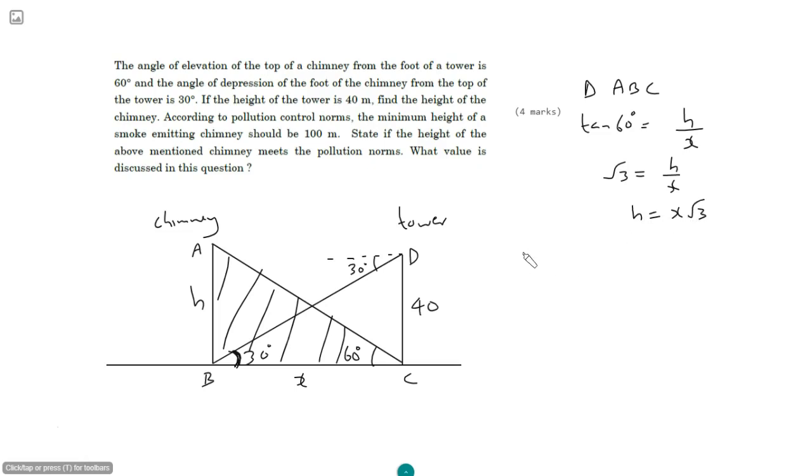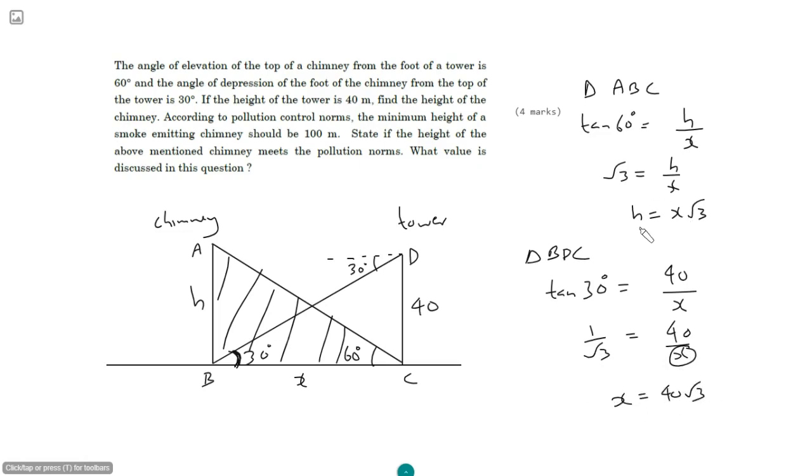Now let's look at the other triangle, triangle BDC. So in triangle BDC, you can say tan 30 degrees is equal to DC by BC, right? So tan 30 is 40 by x. Tan 30 is 1 by root 3. So 1 by root 3 is 40 by x. What do we need to find? Find the height of the chimney. So h is what we need to find, right? So instead of x, you can cross multiply and write x is equal to 40 root 3.